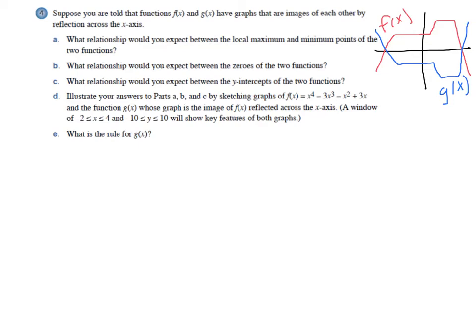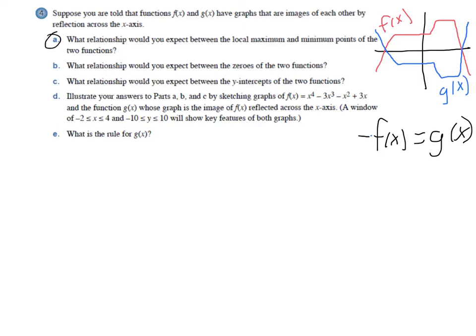Question number 4. Suppose you're told the functions f of x and g of x have graphs that are images of each other by the reflection across the x-axis. Then what we would know is that the opposite of f of x is equal to g of x. In other words, what we see for f of x, if we reflect over the x-axis, we are taking the opposite of every f of x value, and it's your g of x value.